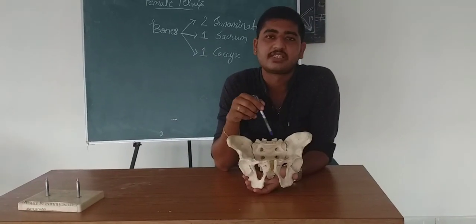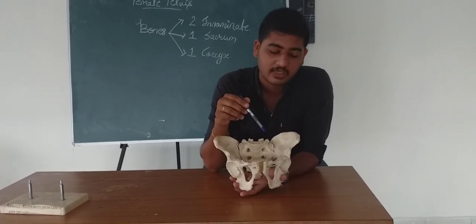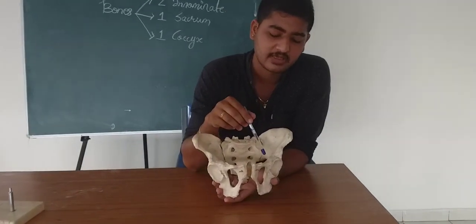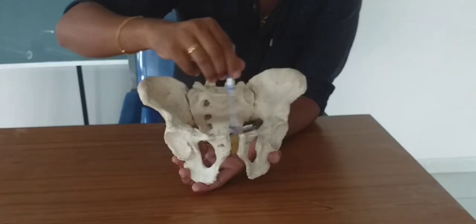The female pelvis is divided into two parts, the true pelvis and the false pelvis. The area of the pelvis which is above the pelvic brim is called the false pelvis.